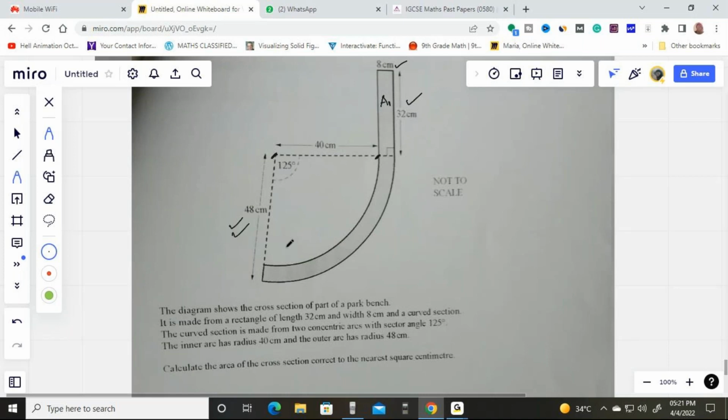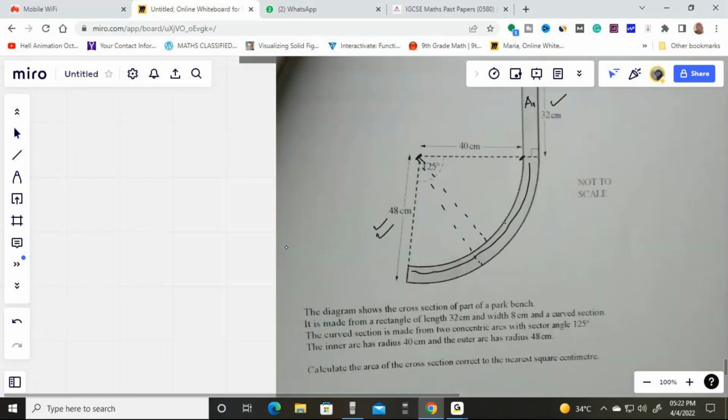And how am I going to find out area of this curved section? Find out the area of the inner sector, then find out the area of the outer sector, and then subtract both these areas. You're going to get the area of this curved belt. Then you are going to sum that answer with your A1. That's how we get the area of the entire shaded cross section part. Okay, so let's do it.